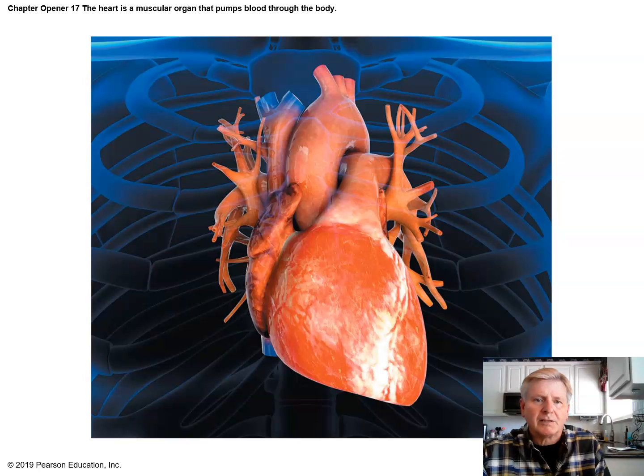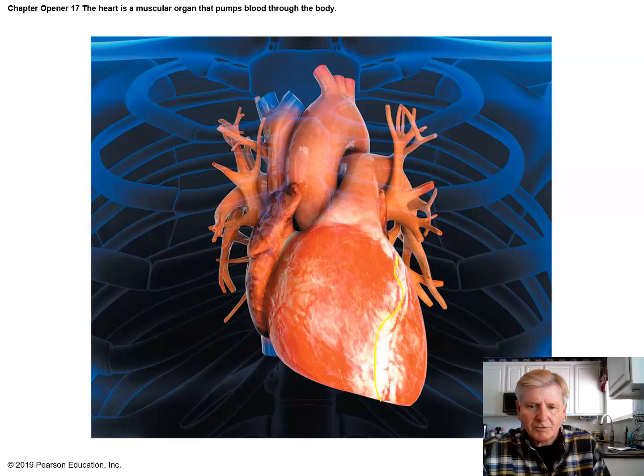Okay, today we're going to be looking at the heart, chapter 17. As you can see from this frontal view, what you see mostly is the right atrium and right ventricle. And there's a little groove right where the yellow highlight is. That is where the interventricular sulcus is located, and that's primarily going to separate your right ventricle from your left ventricle.